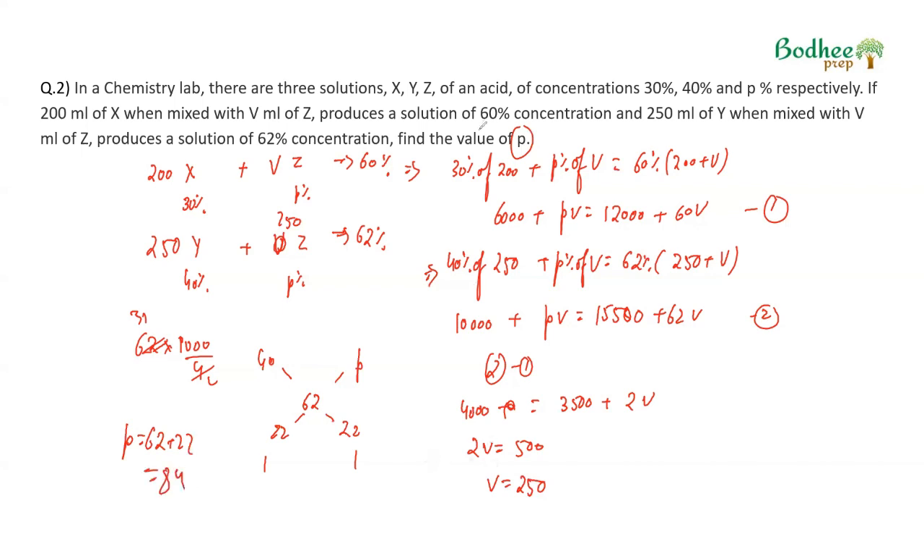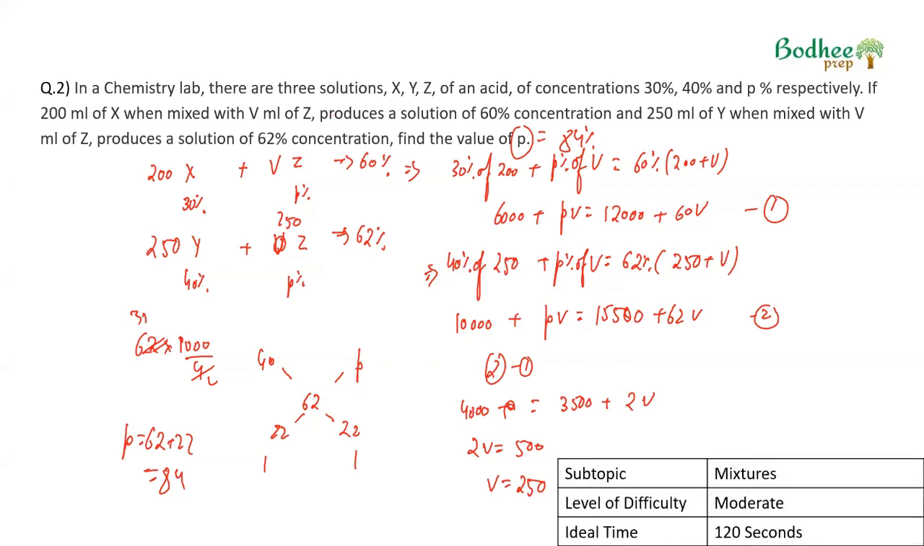You could also substitute V in any of the equations to get the answer of P, which comes out to 84%. There are at least 2 or 3 steps involved, and therefore I'd call it a moderate level question. May be attempted, may be left, depending on time availability, but it will easily take 2.5 minutes to solve.